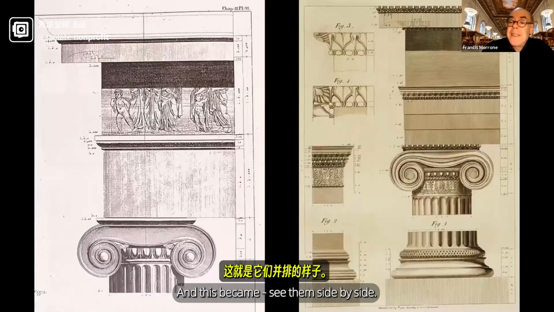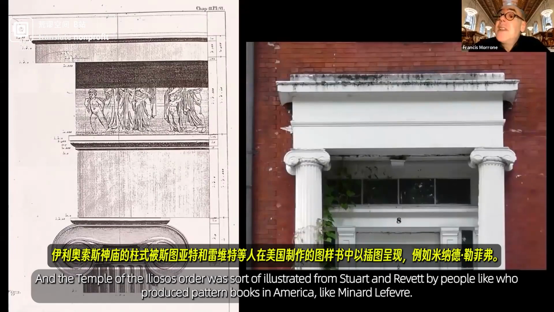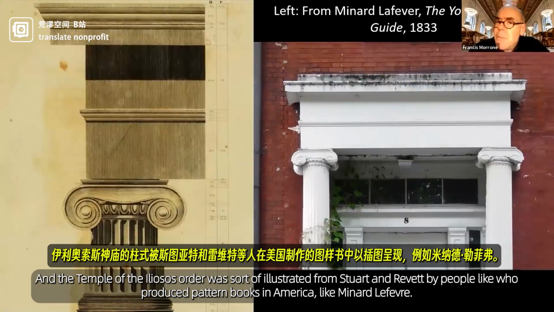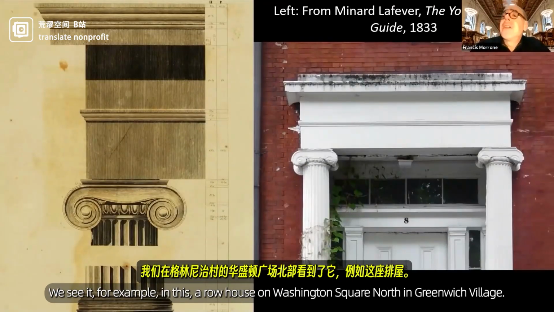And this became, see them side by side. You see how comparatively simpler the Temple of the Ilisos is from the Erechtheum. And the Temple of the Ilisos order was illustrated from Stewart and Revett by people who produced pattern books in America, like Minard Lafever, and it became the basic Ionic order, which was applied all over the New World. We see it, for example, in this row house on Washington Square North in Greenwich Village.